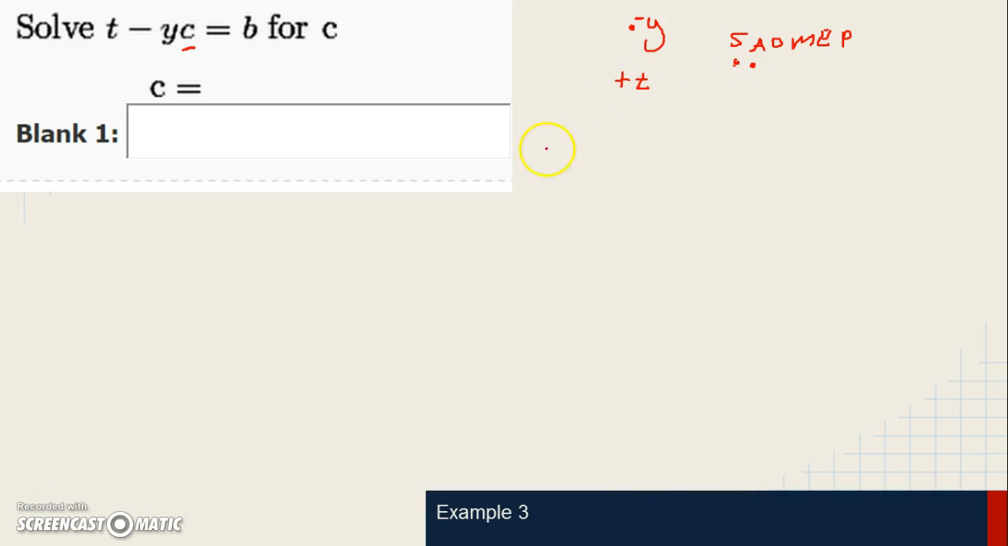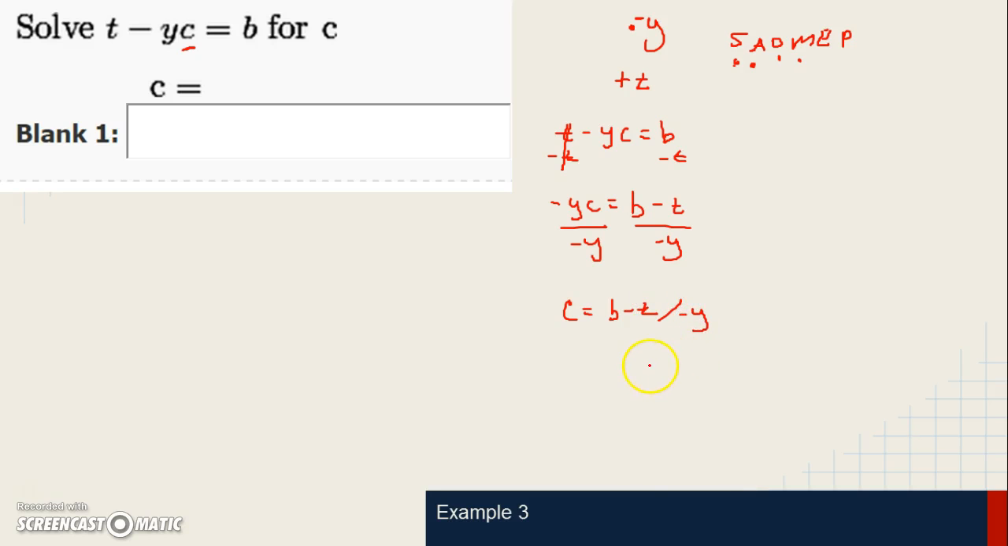So I'm adding t, I'm going to go ahead and use the inverse operation and subtract it. So I have t minus yc equals b. I'm subtracting t from both sides, and I get 0, which is an identity when adding or subtracting, so it's gone. Negative yc equals b minus t. So I've done my addition and subtraction. Following SADMEP, now I'm looking at division or multiplication. I'm multiplying by negative y, so I divide by negative y. And I have c equals b minus t divided by negative y.